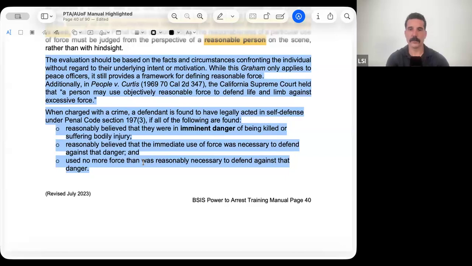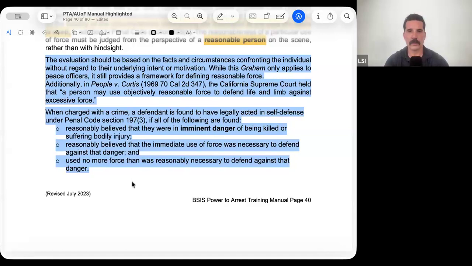The evaluation should be based on the facts and circumstances confronting the individual, without regard to their underlying intent or motivation. While this applies only to peace officers, it still provides a framework for defining reasonable force. Additionally, in People v. Curtis, 1969, 70 Cal.2d 347, the California Supreme Court held that a person may use objectively reasonable force to defend life and limb against excessive force.